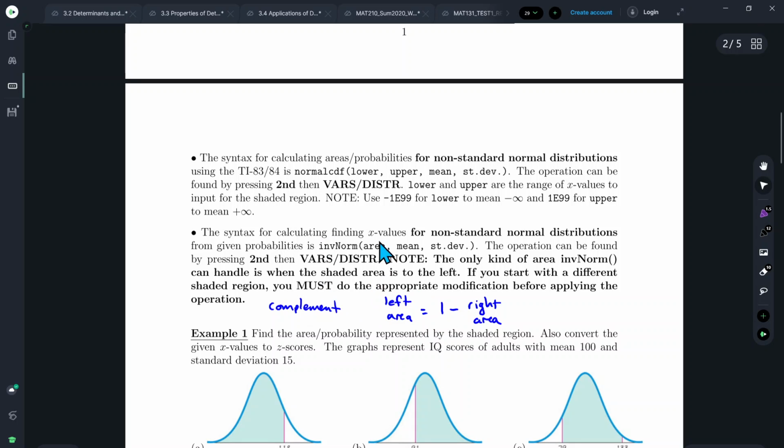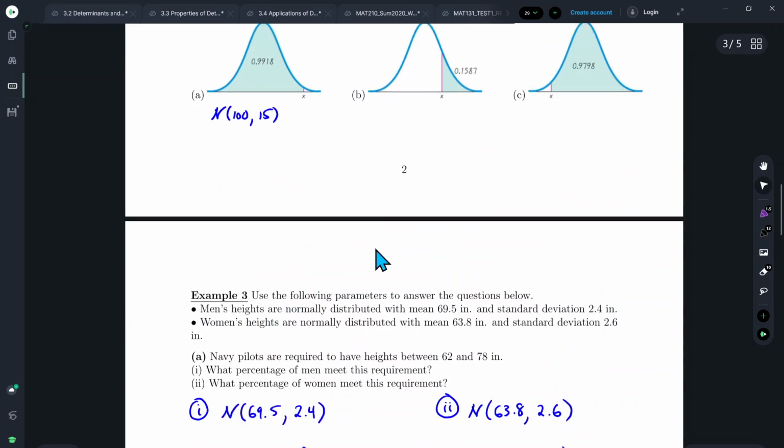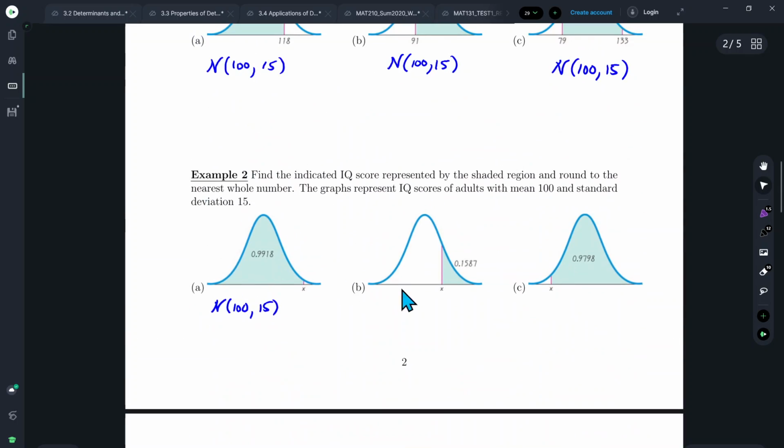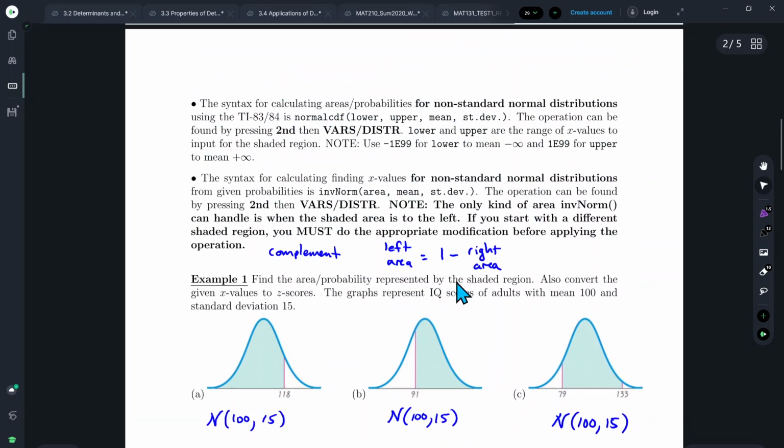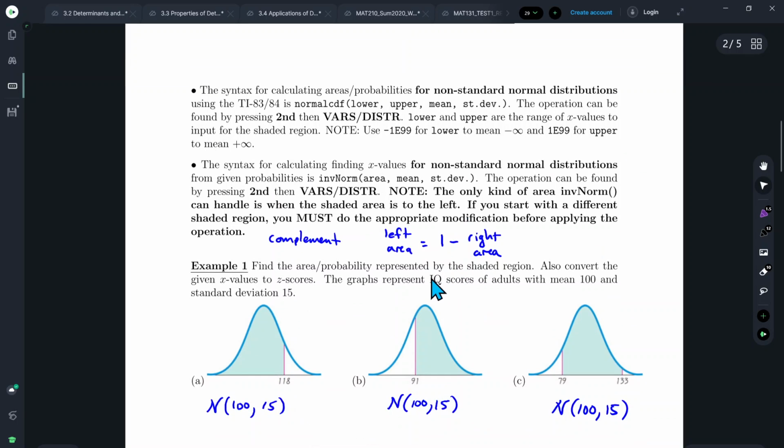Okay, so that's how we would apply the invNorm command, again depending on whether the shading is like this or the shading is like this. Okay, so with that in mind, let's practice with some calculations, right?